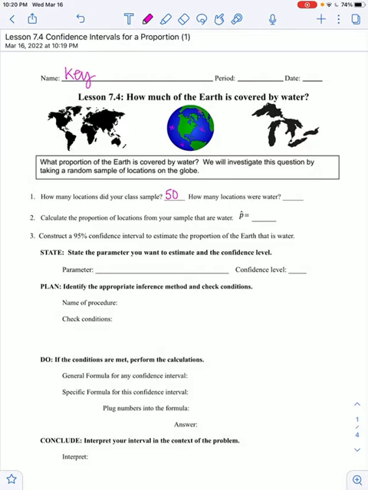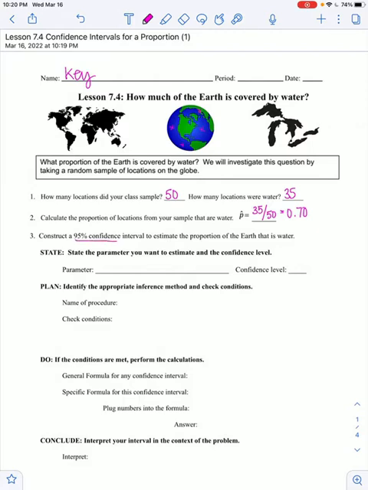So in our case, 35 ended up being a location that had water. Next, we're going to calculate the proportion of locations from our sample that are water. This is our p-hat value. So we're going to have 35 over our total of 50, which is about 0.70, so about 70%. What we're going to do next is construct a 95% confidence interval, and we're going to estimate the proportion of earth that is water.